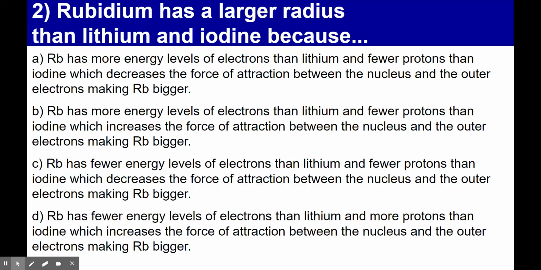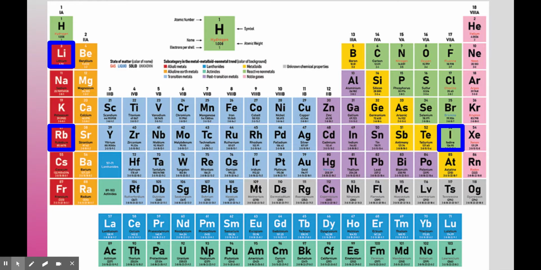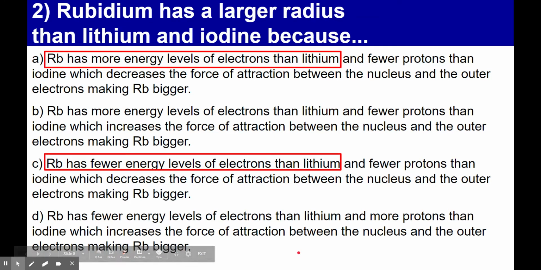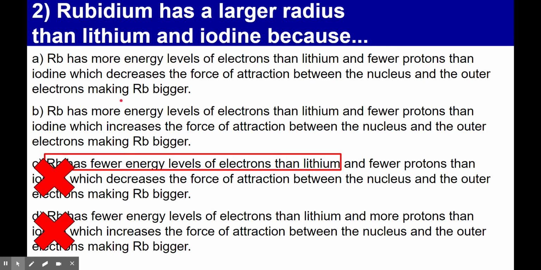Okay, so let's think again about where those are on the periodic table. In this case, and let me grab my pointer here, rubidium is down here. It is in a lower period on the periodic table, meaning it has more energy levels of electrons. So if I go back here and think about, okay, rubidium has more energy levels of electrons, so it has to be A. That means it can't be C, but it also can't be D because that says the same thing. So we've just ruled out 2 of our 4 answers.